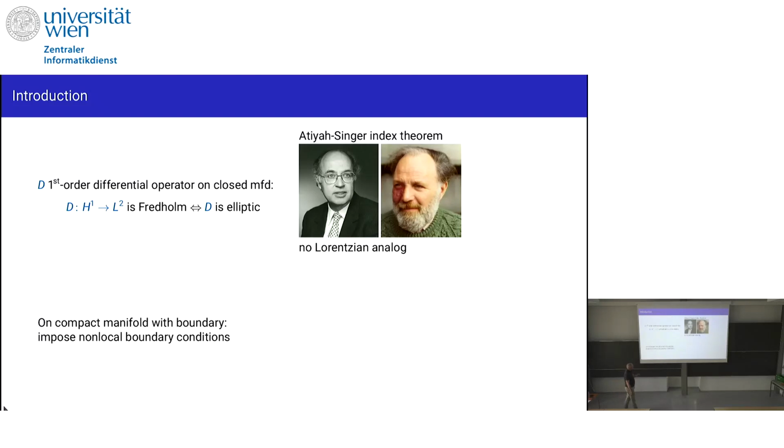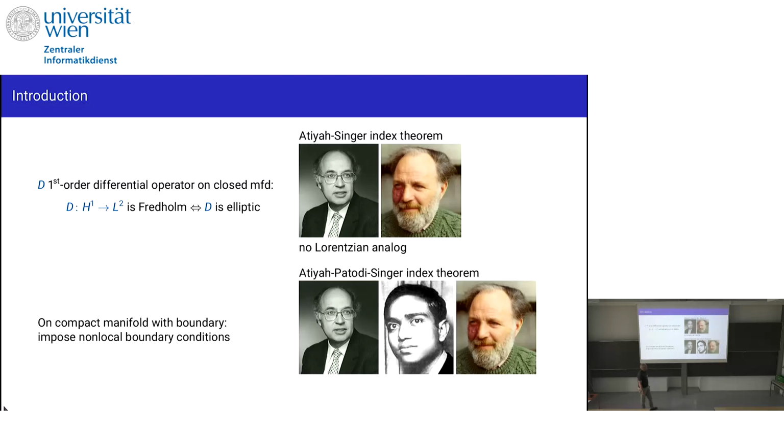However, it turns out that the situation is different if we allow boundary. If you have a compact manifold with boundary, then you need to impose boundary conditions. Sometimes you can work with classical local boundary conditions in the sense of Lopatinsky-Shapiro, but often they don't exist, and then you have to take certain non-local boundary conditions, which I'm going to describe. This has been worked out by Atiyah-Patodi-Singer, and these boundary conditions are named after these three gentlemen. And it turns out that in this case, there is a Lorentzian analog. And that's what I'm going to describe.